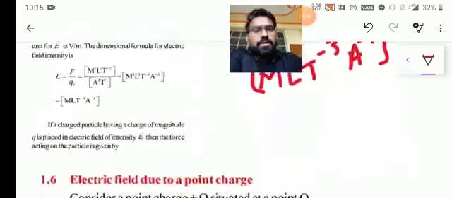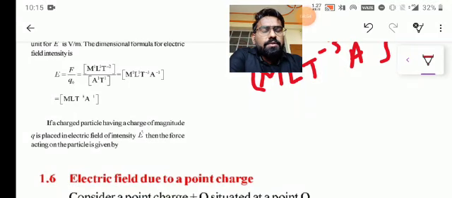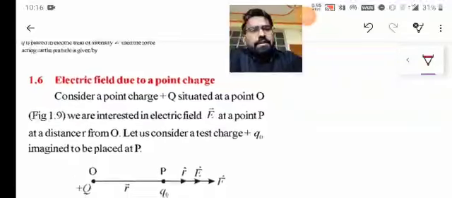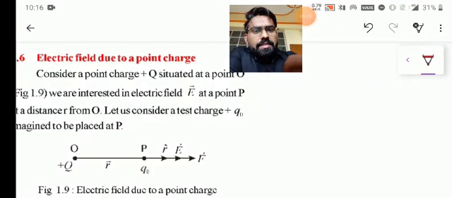Clear? So this is all regarding the electric field intensity. We can easily solve any numerical using the formula F upon Q. Now let's talk about the electric field due to a point charge. What is the formula of the electric field when a point charge is available, and what is the intensity at that point? So look here.